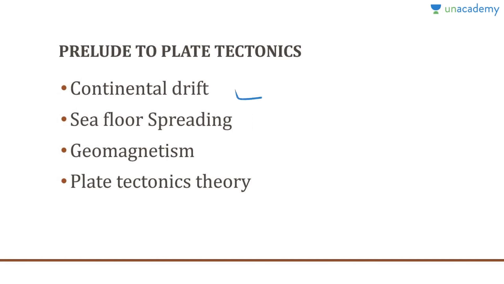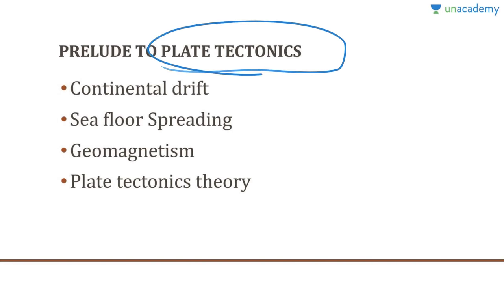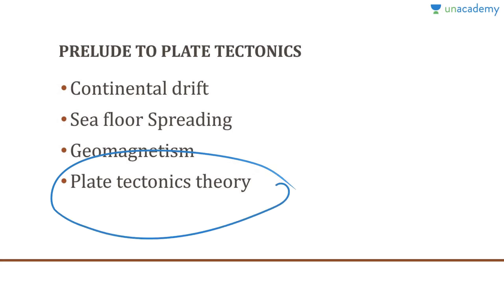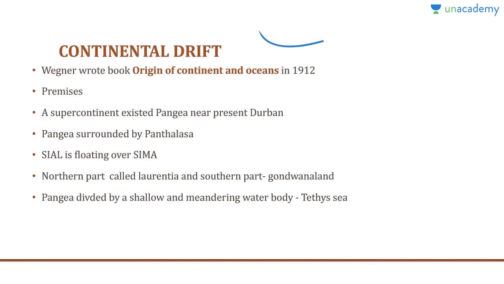Before understanding continental drift theory, let me tell you that plate tectonics theory is the most logical and scientific theory to explain the evolution of Earth and the different phenomena taking place on Earth, for example volcanism, earthquakes, tsunamis and mountain building. But before this theory, a number of scholars gave different theories, like continental drift theory by Alfred Wegener. Then seafloor spreading theory, then we'll discuss geomagnetism. After studying this, we'll be in a better position to understand plate tectonics theory. So let's start with continental drift theory.